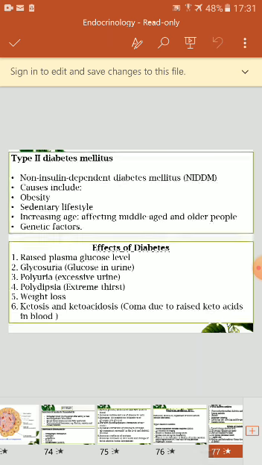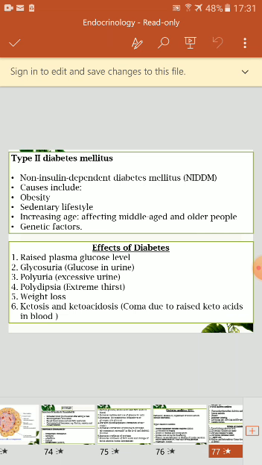The other type is type 2 diabetes mellitus. The other name is NIDDM, non-insulin dependent diabetes mellitus. There are some causes of this type 2, like obesity, sedentary lifestyle, increasing age affecting the middle aged and the older people. This type 2 diabetes mellitus usually occurs in a middle-aged person from 35 to 45 or 50 years. And the most important cause of this type 2 is genetic, meaning it's hereditary.